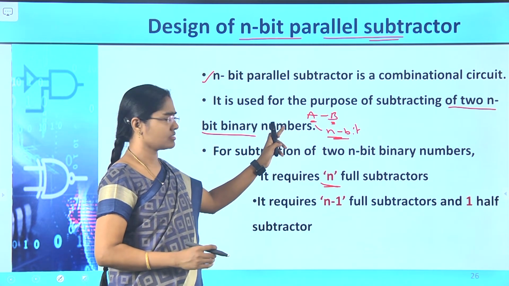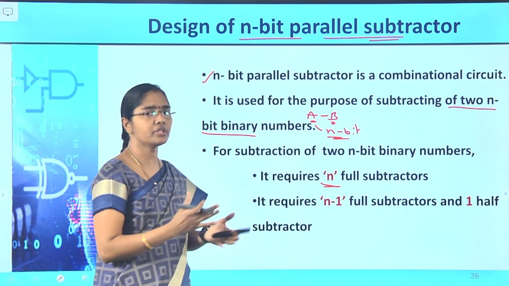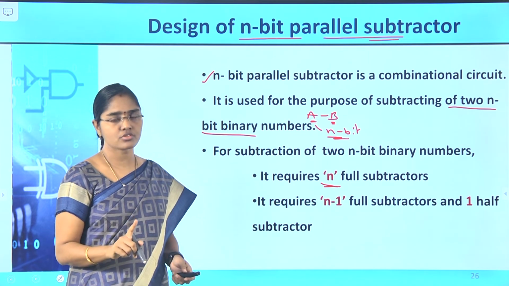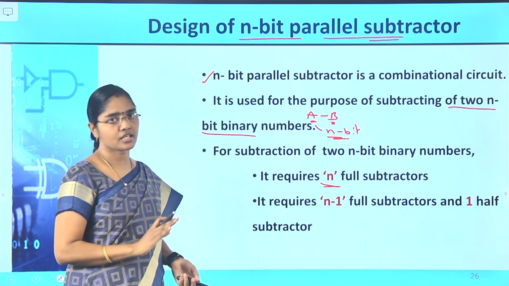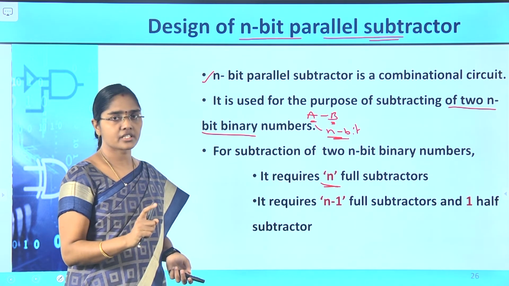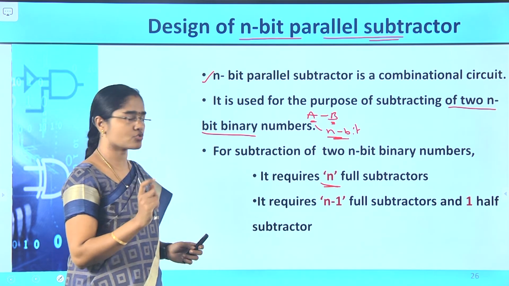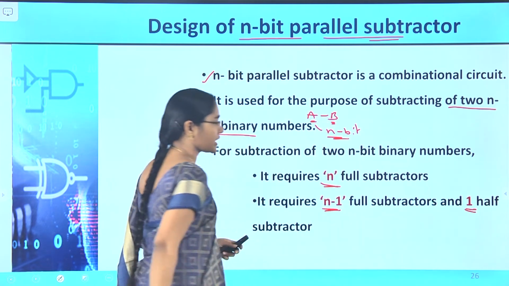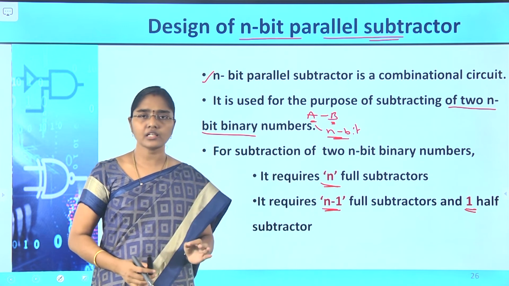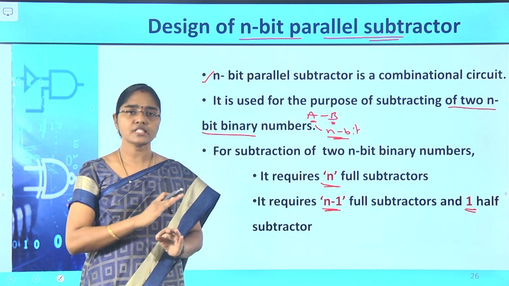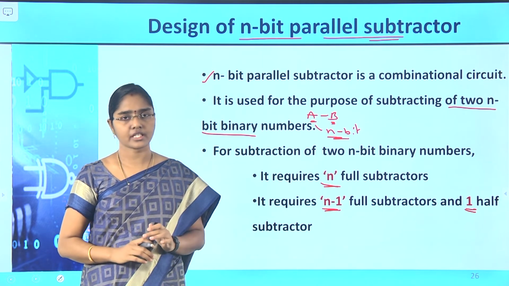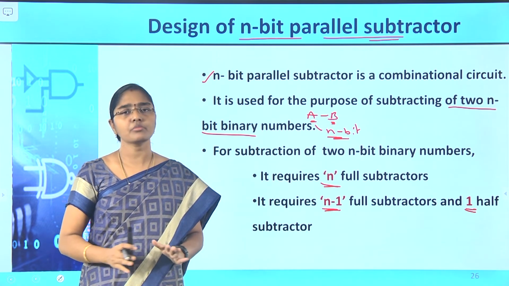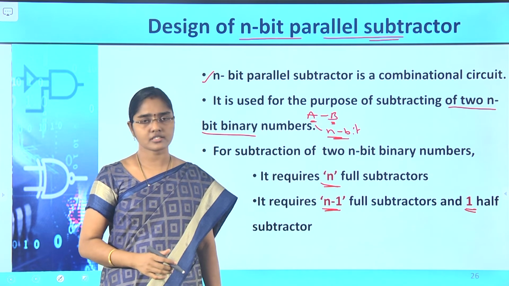Or if this n-bit parallel subtractor uses a combination of both full subtractors and half subtractors, then for the LSB only 1 half subtractor is used. For all the remaining bits full subtractors are required. Means first 1 half subtractor, and the remaining n minus 1 bits use full subtractors. So n minus 1 full subtractors and 1 half subtractor are used. So an n-bit parallel subtractor uses n full subtractors if it is completely designed with full subtractors, or it requires n minus 1 full subtractors and 1 half subtractor if a combination of both is used.